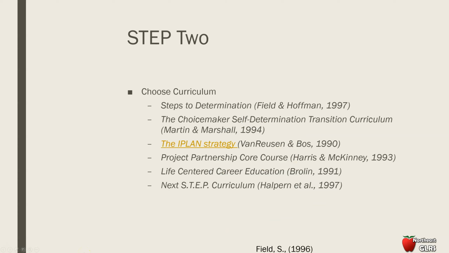In step 2, they had to determine the curriculum. Here we have a number of different possibilities that Field in 1996 offered. Perhaps the Steps to Determination curriculum, which is 18 sessions, and it uses integrated environments with existing courses and parent participation, and it emphasizes cooperative learning using role-playing and modeling.